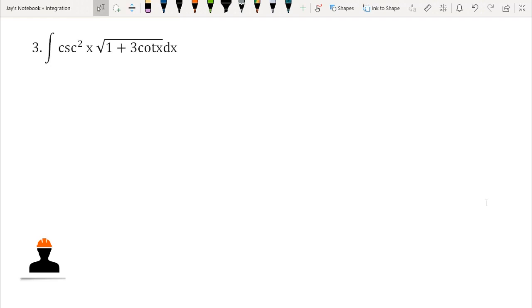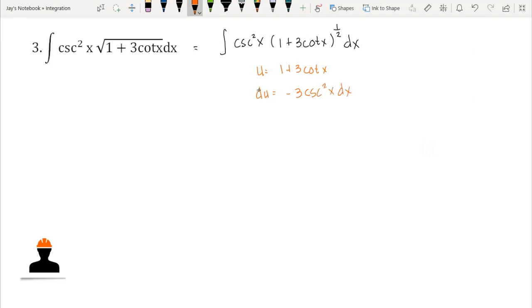In this case, we can rewrite our function as the integration of cosecant squared x. Then since it is a square root, we can say that it's 1 plus 3 cotangent x raised to the exponent 1 half dx. So in this case, we identify u. Our u is 1 plus 3 cotangent x. Then our du is the derivative, that is equal to negative 3 cosecant squared x dx. And then we can express dx as du over negative 3 cosecant squared x.